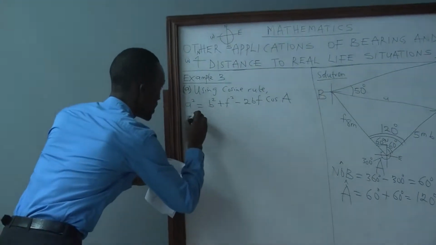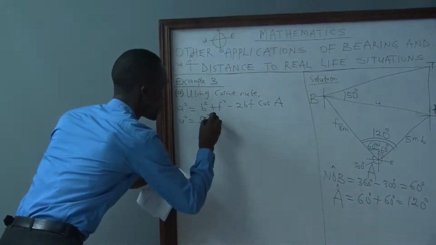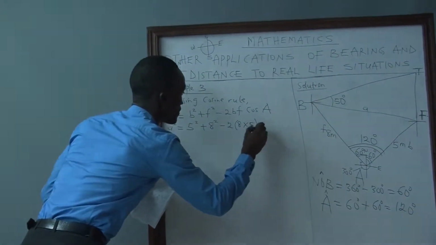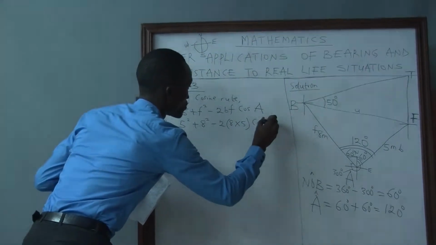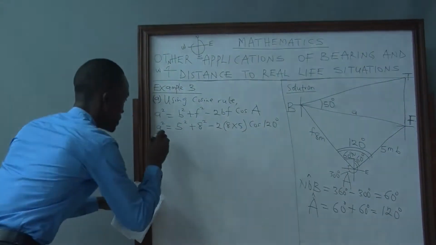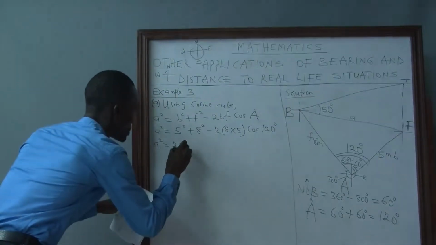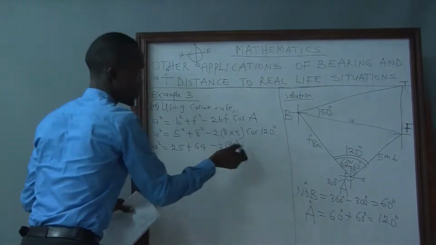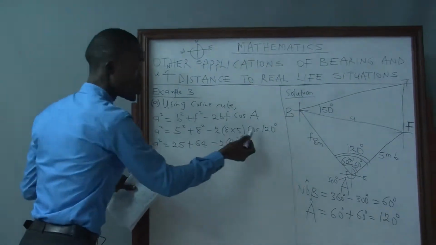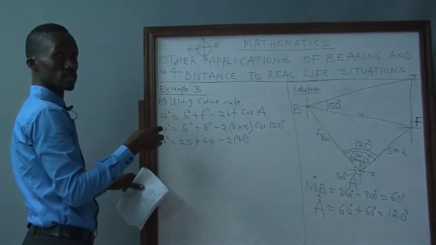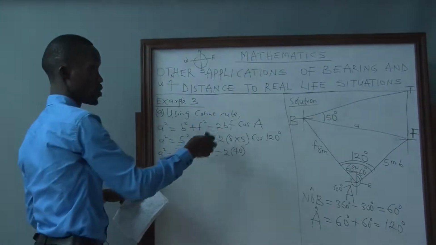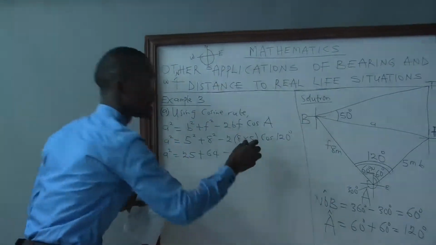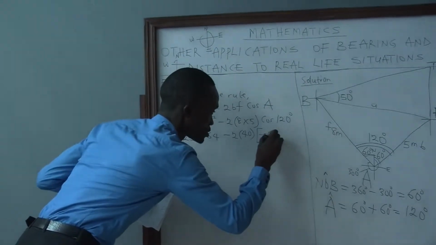So from there we have A squared, B is 5, we have 5 squared plus 8 squared minus 2 into 8 multiplied by 5, then cos 120 degrees. So we have A squared to be 25 plus 64 minus 2 into 40. 40 is the multiplication of 8 and 5. So 120 is from the second quadrant because it is more than 90 but less than 180. And we are looking at the cosine. And from the second quadrant, cosine is negative. So this one will be minus cos.